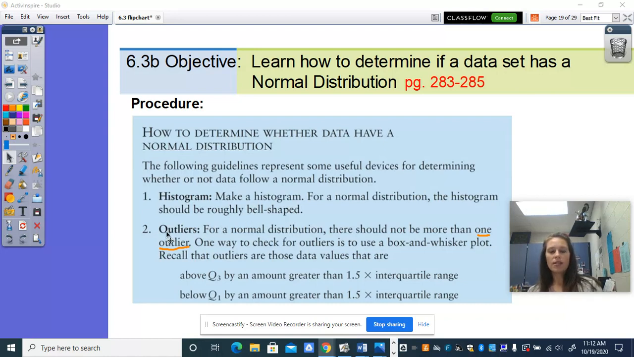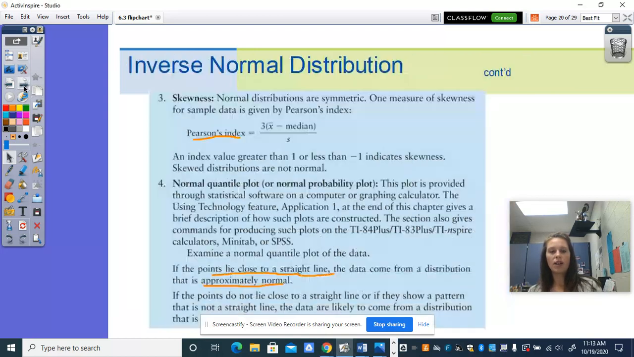Another thing we can do is look if there's outliers. There should not be more than one outlier. So one outlier is okay. No outliers are great. And I'm going to show you guys on the next couple pages here, there's a little formula about determining if there is an actual outlier.